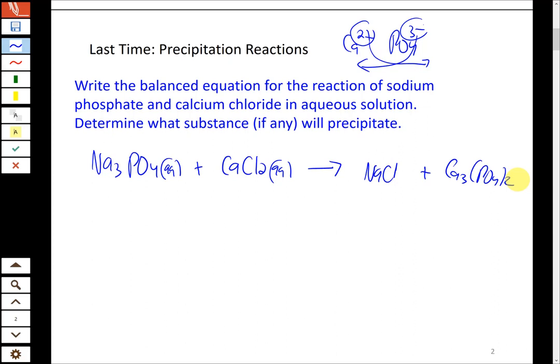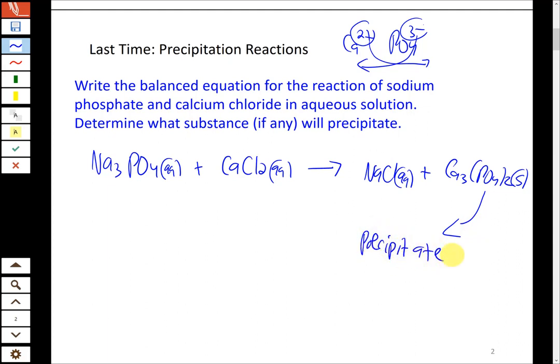Now we have to decide which, if any, of the products is insoluble. All sodium salts are soluble. Sodium chloride is just salt, as we know, that dissolves in water, so that's going to be aq, aqueous. But calcium phosphate, almost all phosphate salts are insoluble unless it's lithium, sodium, potassium, one of those special group 1A cations. So this one's going to be our precipitate. All right, so that's the balanced equation, and this one here is the precipitate, the one that's insoluble.